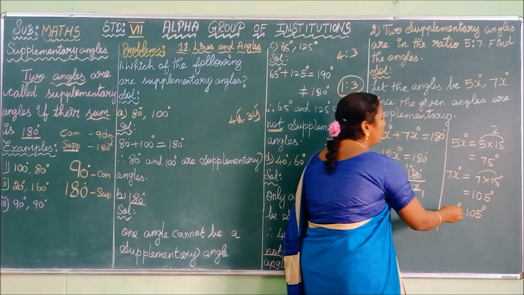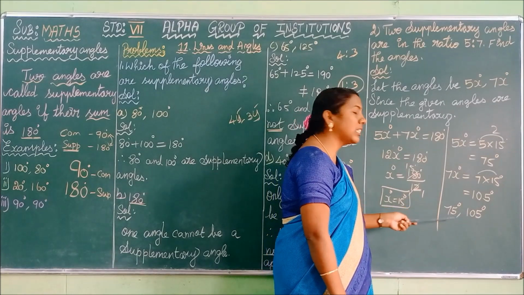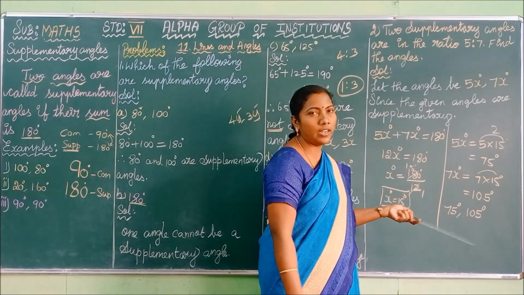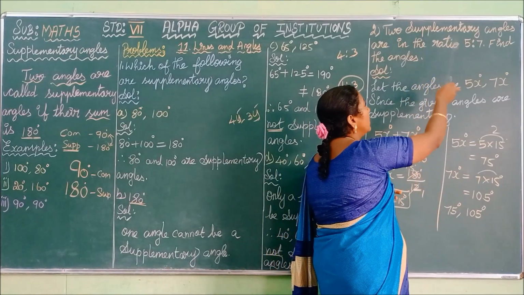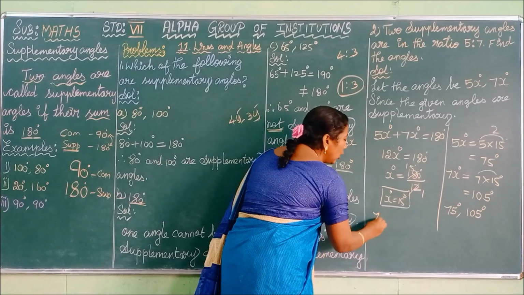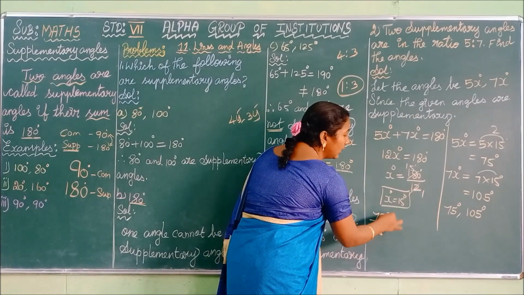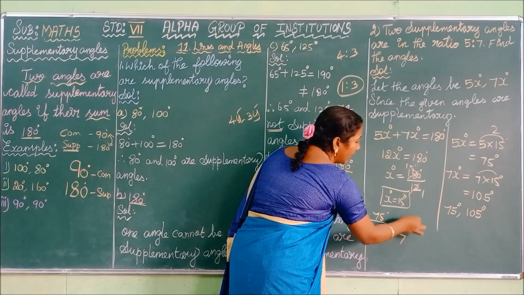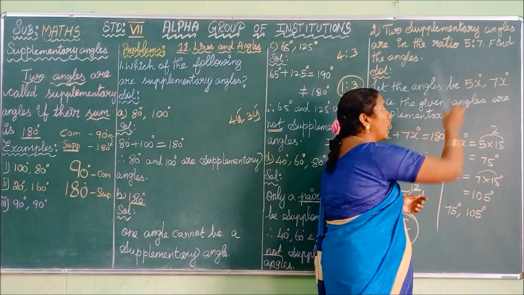So these two are supplementary angles. Let us take 105 plus 75. So what is your answer? 180 degrees. Thus, we have found the two supplementary angles which are in the ratio 5:7. It means if you divide 75 and 105 using the common table, finally you get the answer 5/7. This is the meaning of the ratio 5:7.